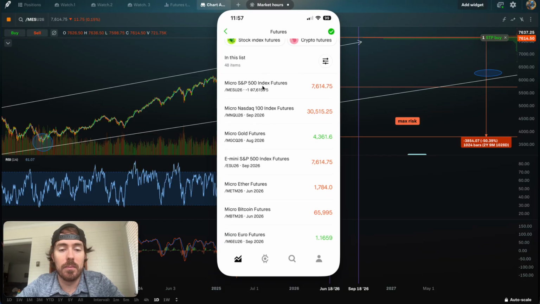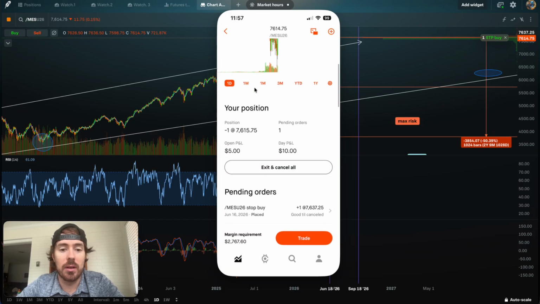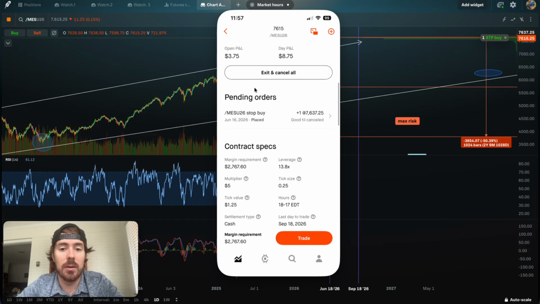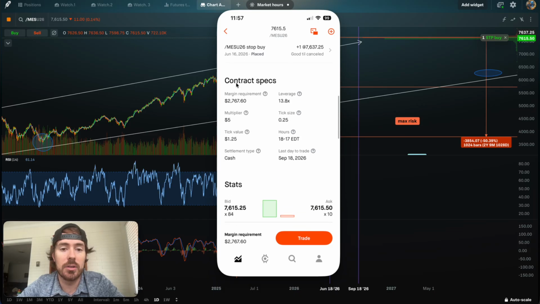But real quick, you just tap that, and then you scroll down, and you'll see contract specs, how much money it takes to buy the contract. This is going up. This used to be $2,300 earlier this year. And here's the multiplier, and it gives you the explanation right here. Multiplier is the dollar value of each full point of price movement.